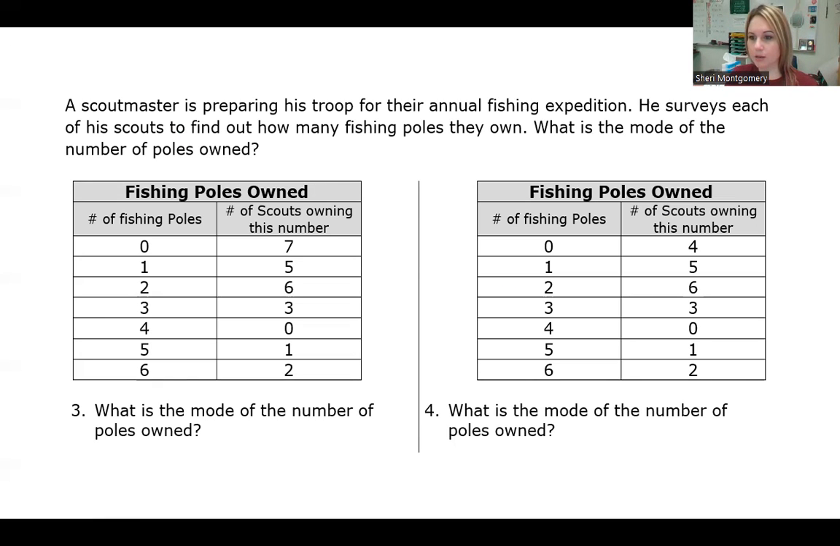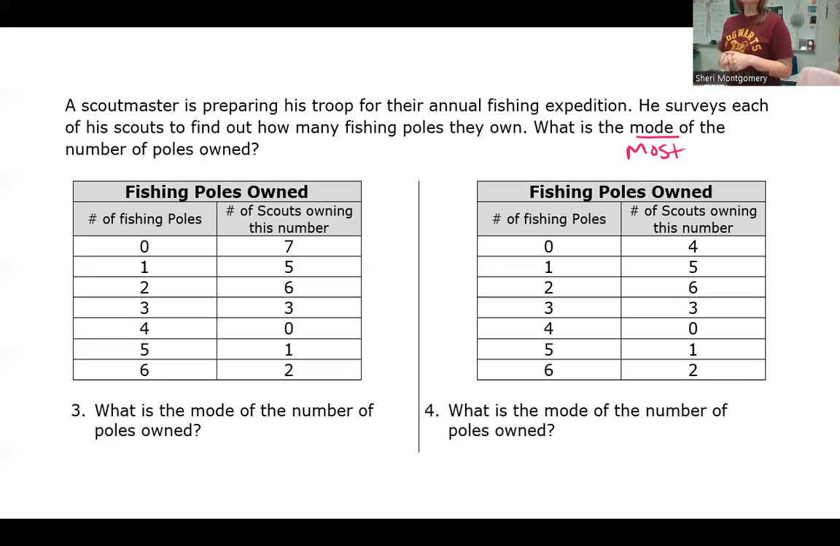The mode is the most. So if the mode is the most, we're looking for the most common number of poles that people have. So Ty could have 5 poles and we could have 3 poles and 2 poles and 2 poles and 2 poles and 2 poles. Well, most people have 2 poles. That's what we're looking for. What is the most occurring of the same amount of poles?